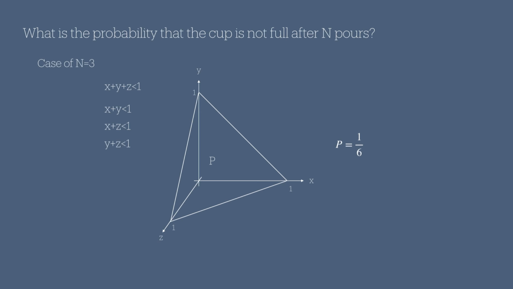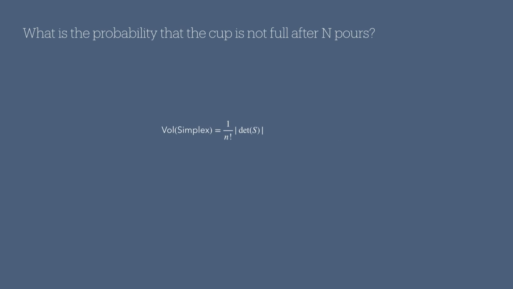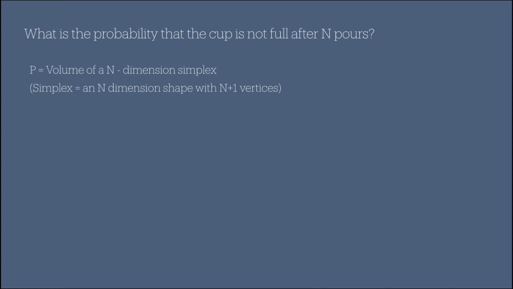When n equals 2, the probability is the area of a triangle, and when n equals 3, the probability is the volume of a triangular pyramid. So for any n, the probability is the volume of an n-dimensional simplex, where a simplex refers to an n-dimensional shape with n plus 1 vertices. For example, a triangle is 2-dimensional and has 3 vertices, while a triangular pyramid is 3-dimensional and has 4 vertices.